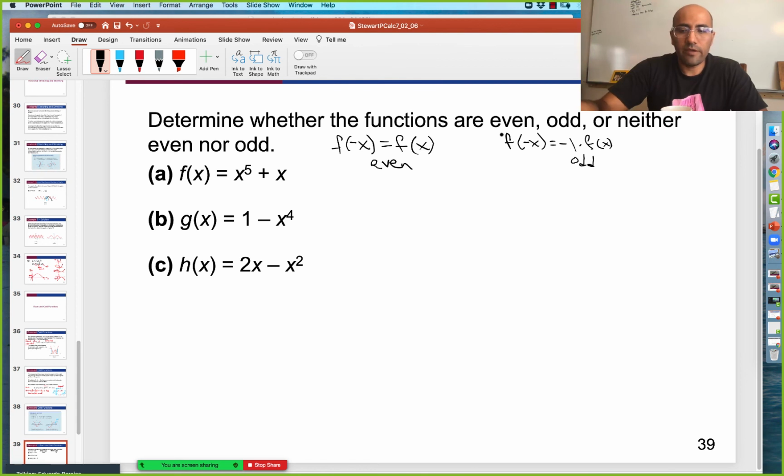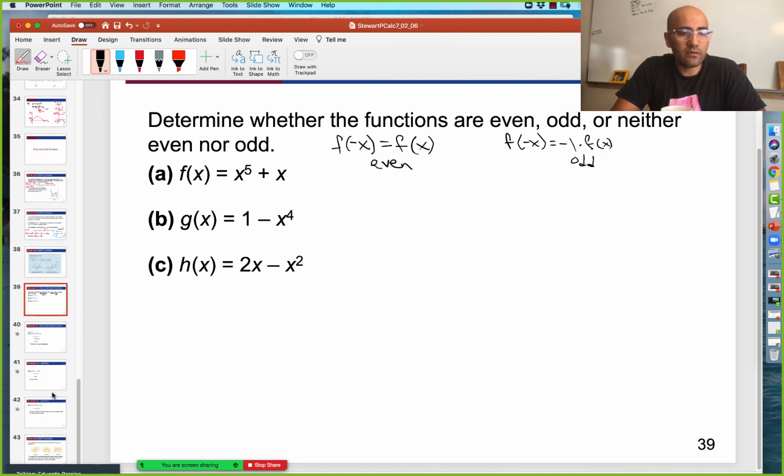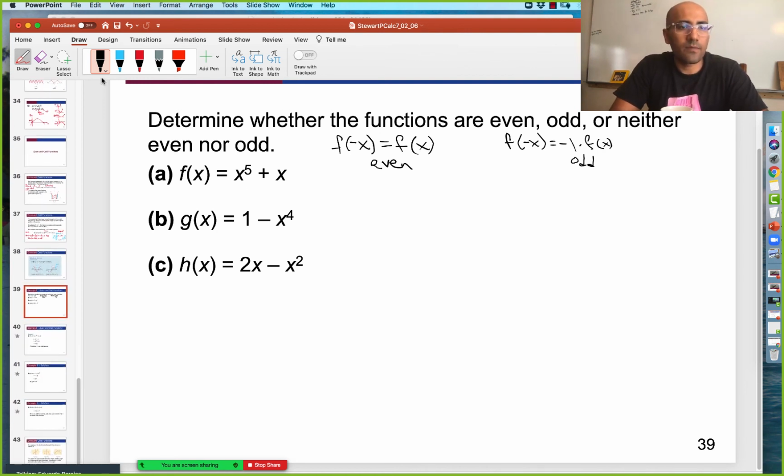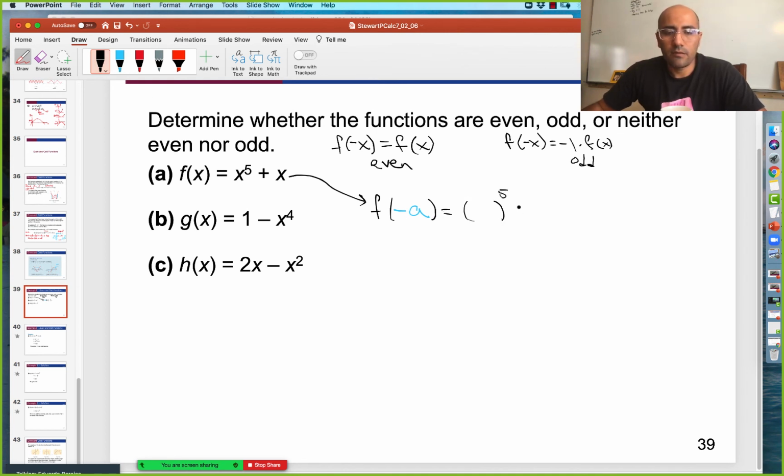Good. So all we have to do is replace that x value with a negative. Now again, too many x's running around. Sometimes I think that gets a little confusing, so I'm just going to replace it with a different value, say a. I'm going to play with a. So I'm going to say that f of negative a gets evaluated here. This is going to be equal to blank to the 5th power plus blank.